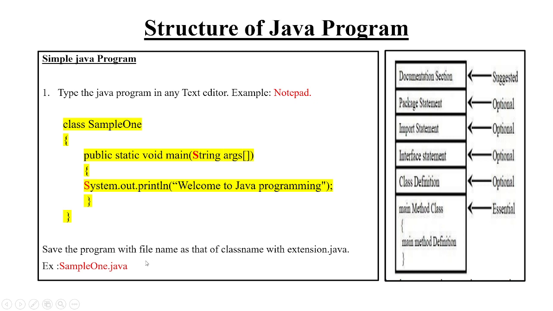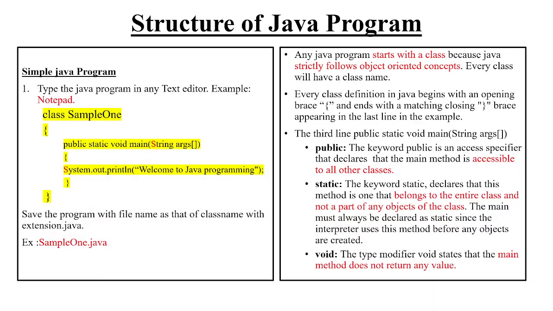After that, we are going to save this program with the extension .java. And the name that we have to give to this file is the same as the class name, that is Sample1.java should be the file name, because here the class name is Sample1, and that's the reason why we are using the same name for the file.